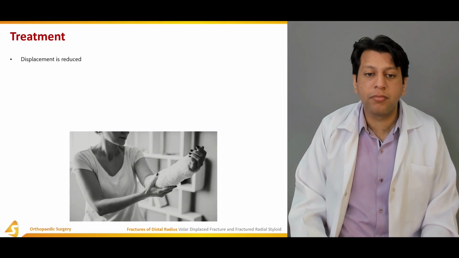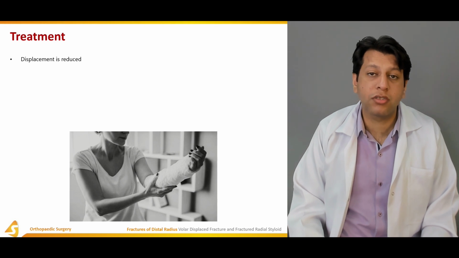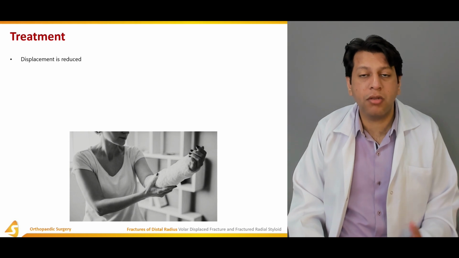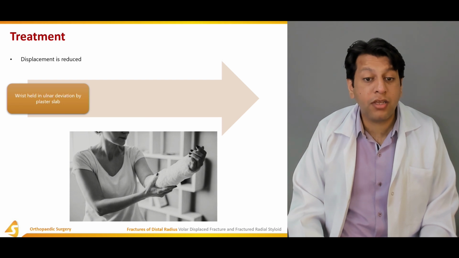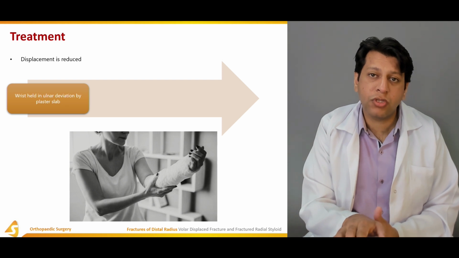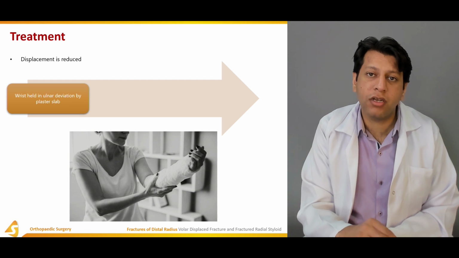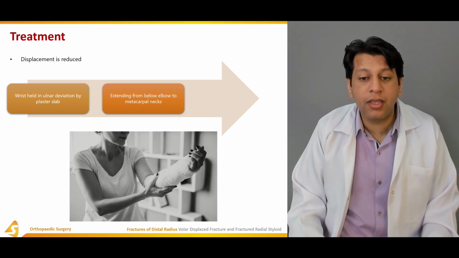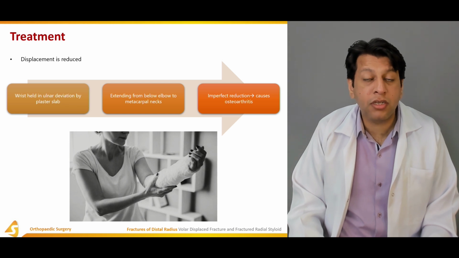Now coming to the treatment. If the displacement is reduced, how is it reduced? By closed reduction and maneuvers under fluoroscopic guidance, using a Bier block or a hematoma block, or even an axillary block, with the wrist held in ulnar deviation by a plaster slab. Why do you need to keep it in ulnar deviation? Because by keeping it in radial deviation, there will be further impaction of the radial styloid and it is going to move more laterally. So you have to keep it ulnar deviated, extending from below the elbow to the metacarpal neck. Imperfect reduction can cause osteoarthritis.